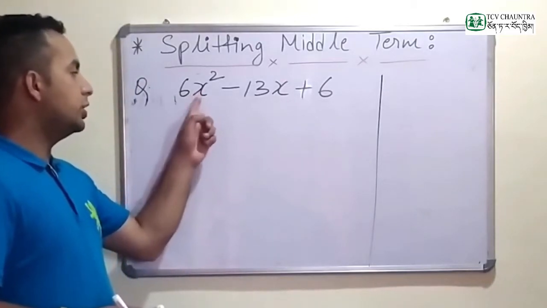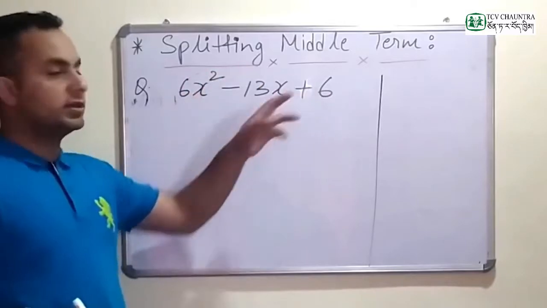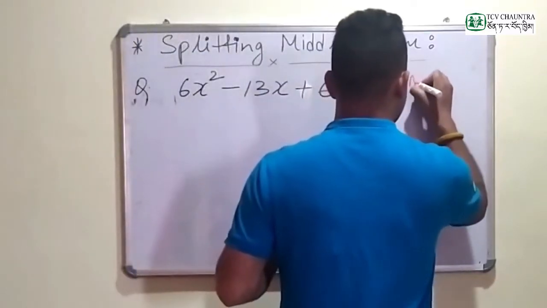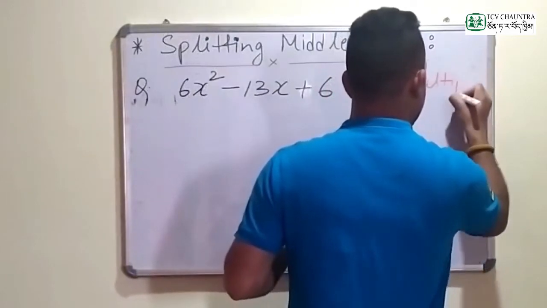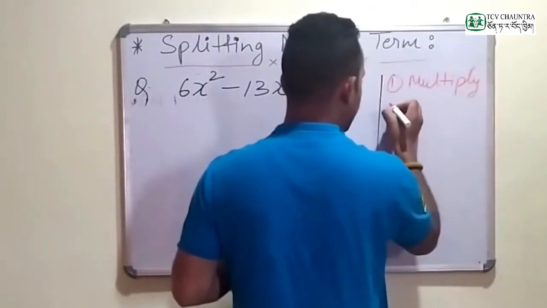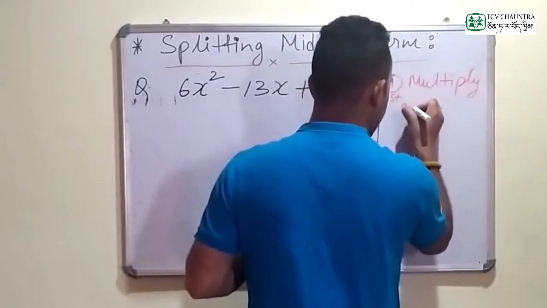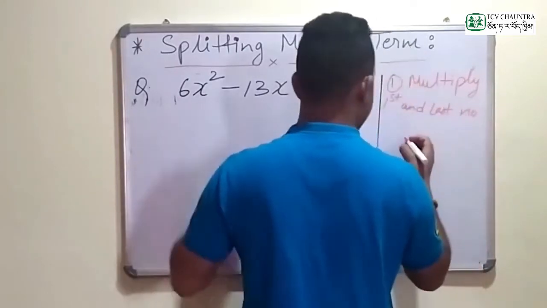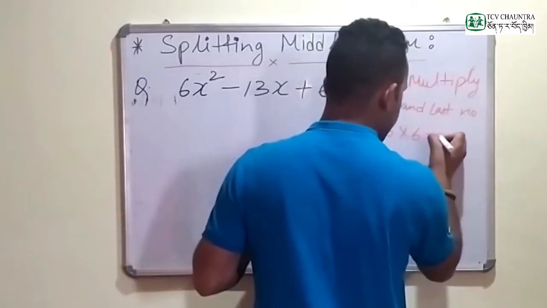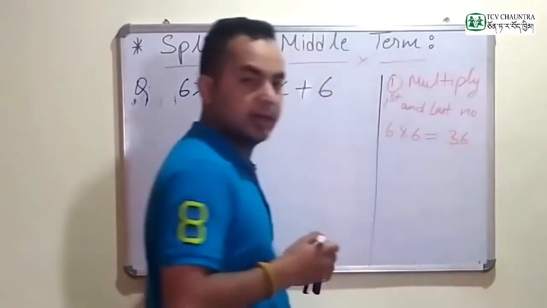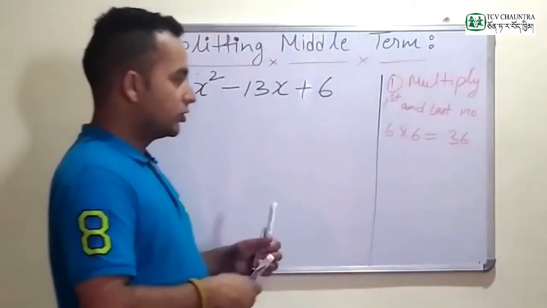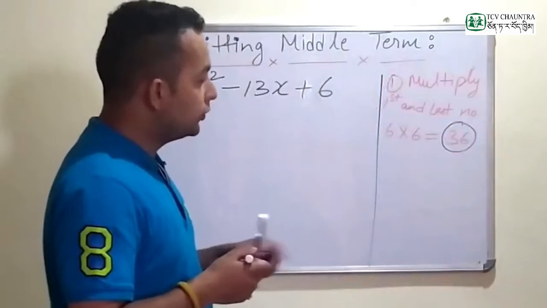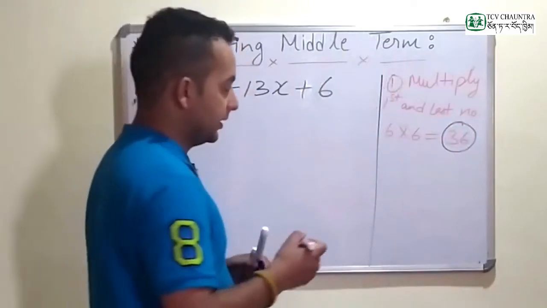If the coefficient of the variable is 6 and the constant number is 6, our first step is to multiply the first and last numbers. The first number is 6, the last number is 6. So 6 times 6 is 36. So 36 is your product, and now you're going to find the factors of 36.